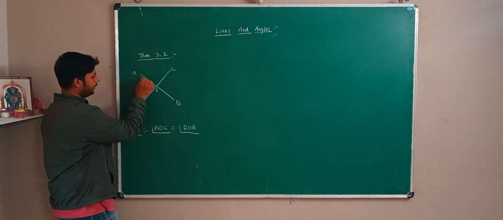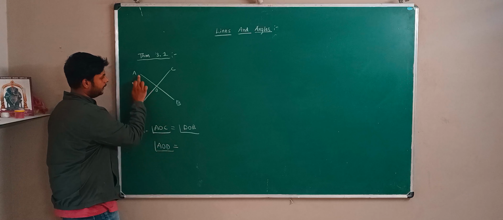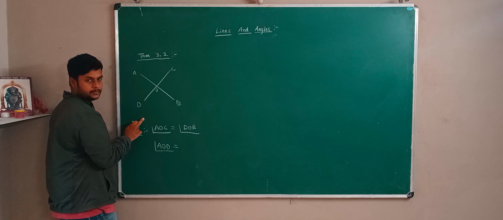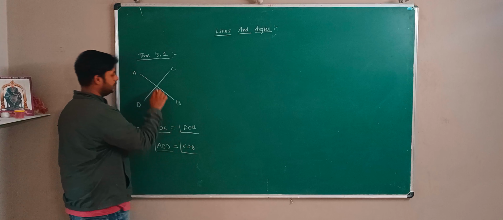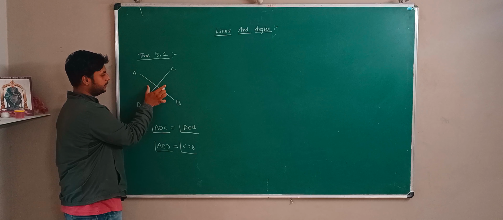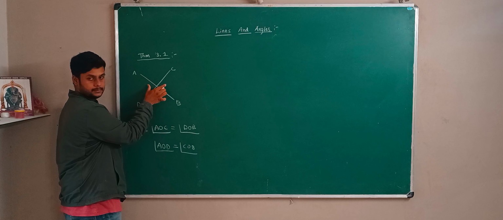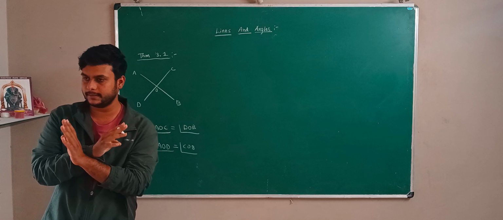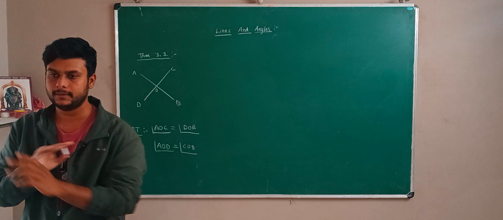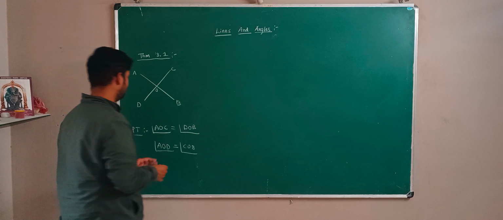Okay. Similarly, angle AOD will be equal to angle COB. This angle and this angle, this and this, are vertically opposite angles. Getting or no? I should prove that if two lines are intersecting, vertically opposite angles will be equal. Okay, so this I should prove.